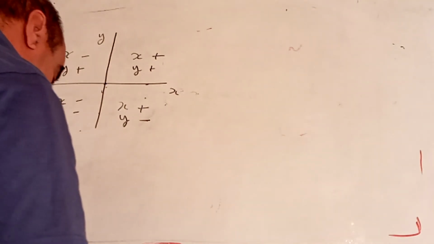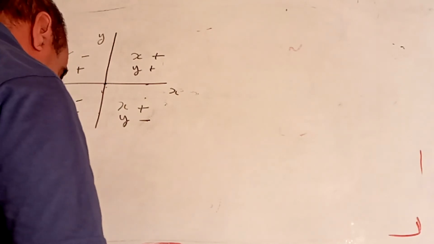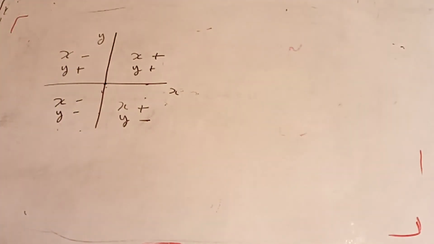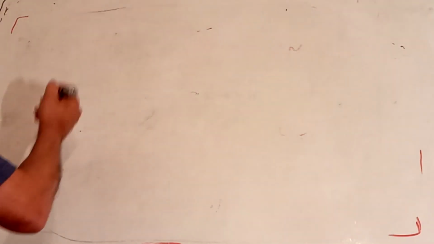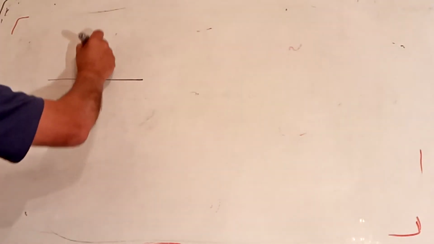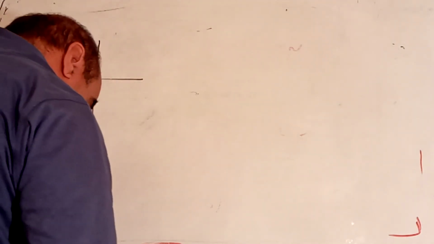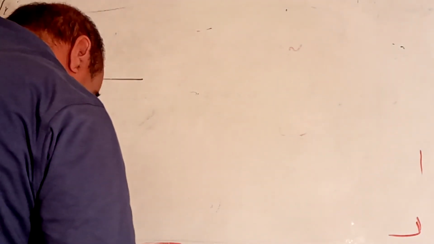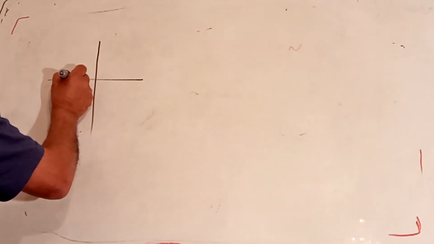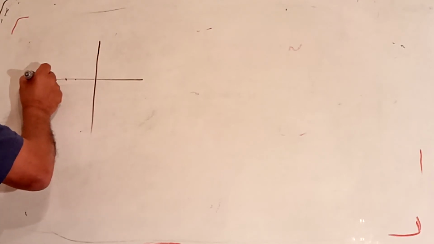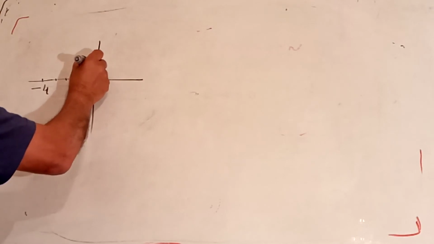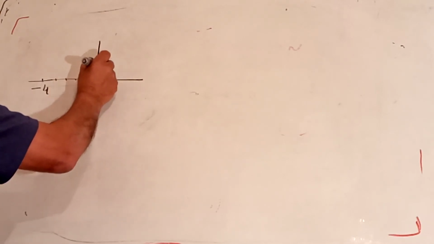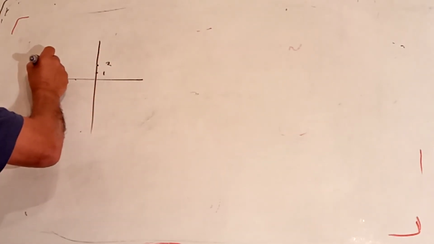Now we'll go to find the coordinates when each point is reflected over the y-axis. Let me show you. For example, this point, -4 and 2. -1, -2, -3, -4. So this is -4 and this is 1 and 2. This is the point.